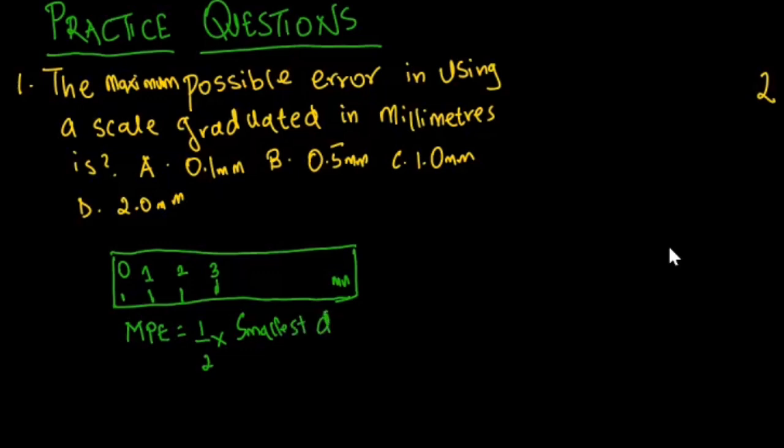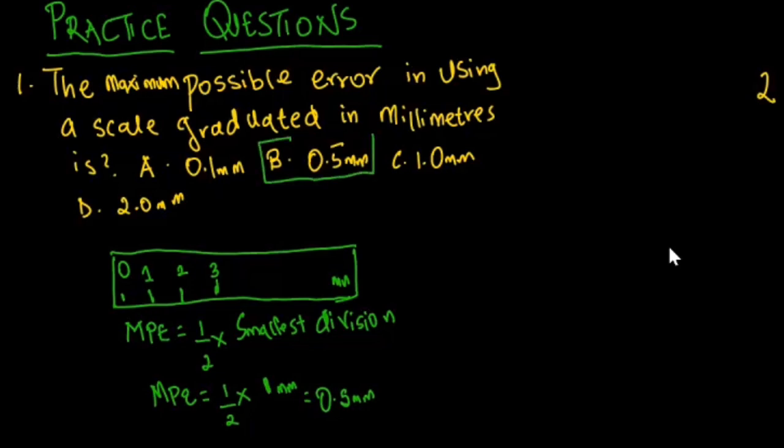The smallest division. So in this case, the maximum possible error is equal to half times the smallest division, which is 1 millimeter. So when you do the calculation, this is going to give you 0.5 mm. So the answer to this question is B, which is 0.5 mm. So it's simply half times the smallest division. The smallest is what you can measure after 0. After 0, the next measurement you can get is 1.